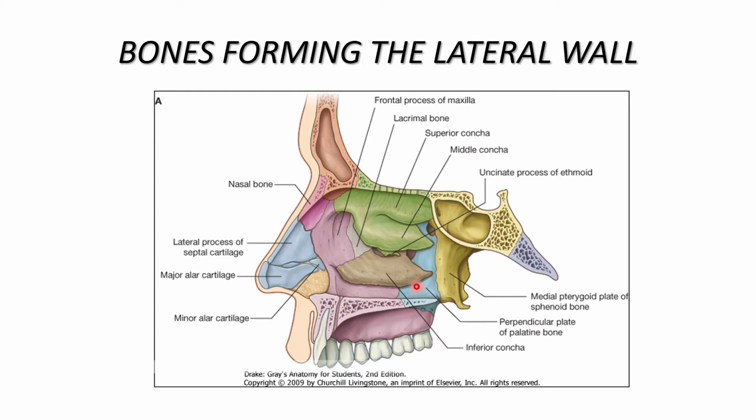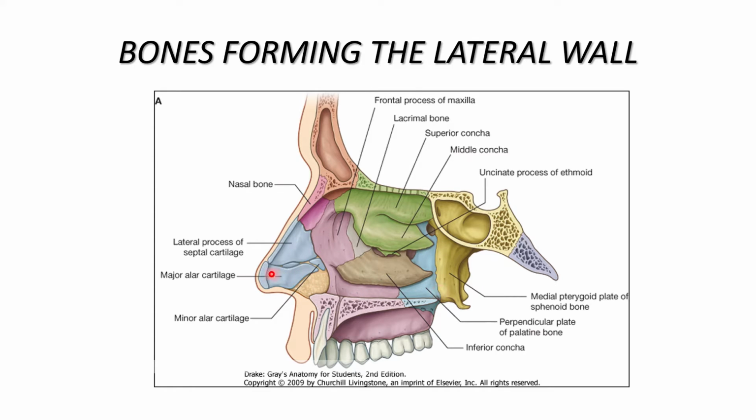In the posterior part, the lateral wall is formed by the palatine bone, as we can see here in blue. It is the perpendicular plate of the palatine bone, and the posterior most part of the lateral wall is contributed by the medial pterygoid plate of the sphenoid bone, as we can see over here. So these are the bones which make up the lateral wall of the nose.